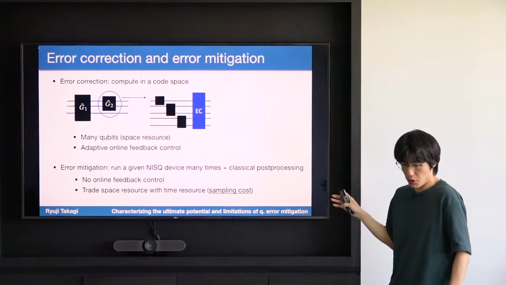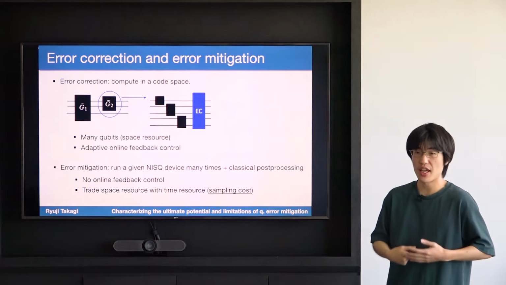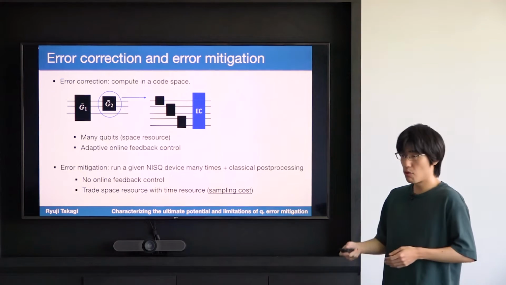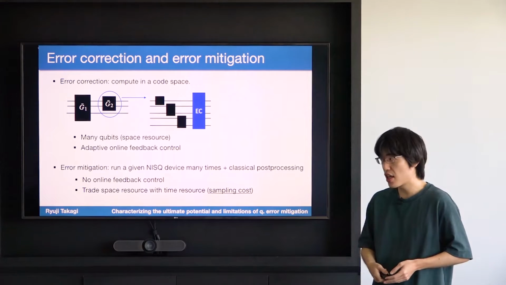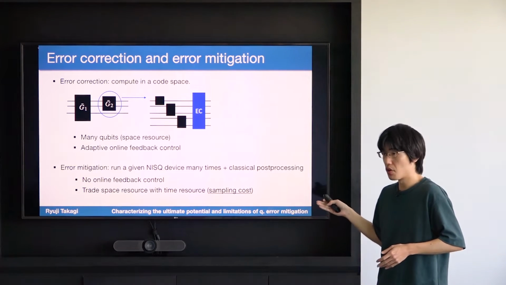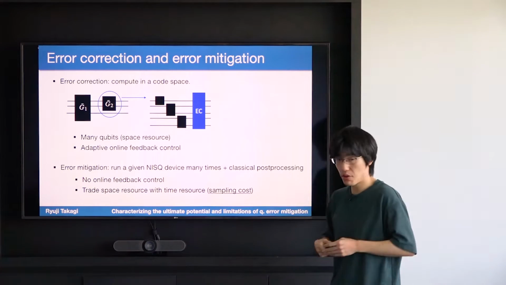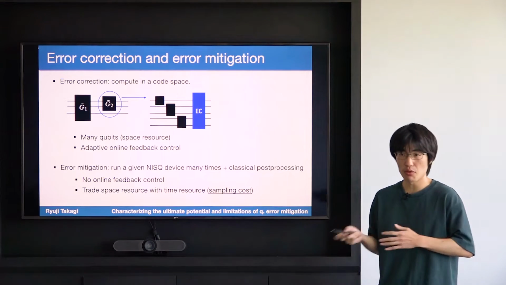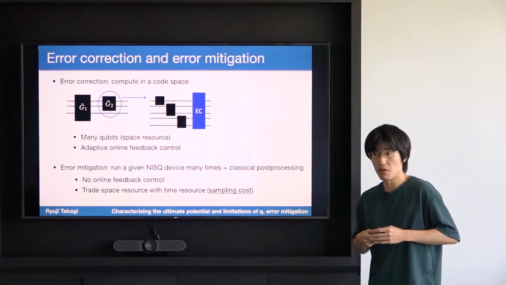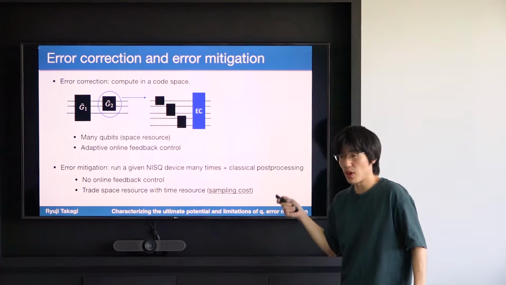But before going to that, error correction is the idea to encode the quantum state and also the effect of the quantum gates into a higher dimensional Hilbert space. We prepare the encoded version of the state and gates and apply some error correction at the end. This requires many qubits and also adaptive online feedback control, making stabilizer measurements and doing the feedback operations and so forth. So this is quite hard to implement. On the other hand, error mitigation on NISQ devices does not want to do that.